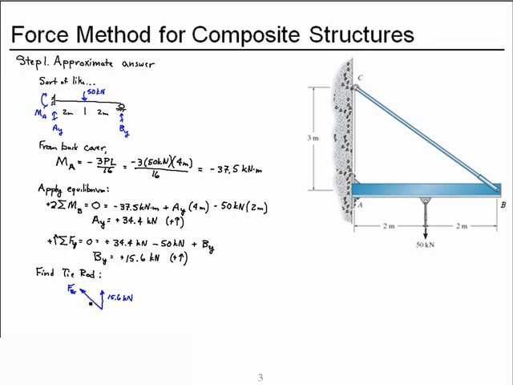Based on the geometry of our problem, we have a 3, 4, 5 describing the slope of the force in BC. So 3/5 of the force in the tie rod will equal the 15.6 kilonewtons. So the force in the tie rod, we predict, will be 26.0 kilonewtons, and that is in tension.